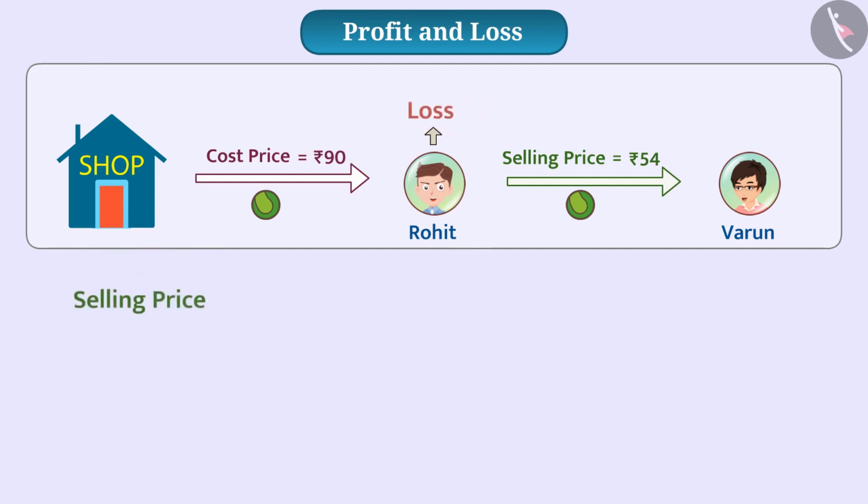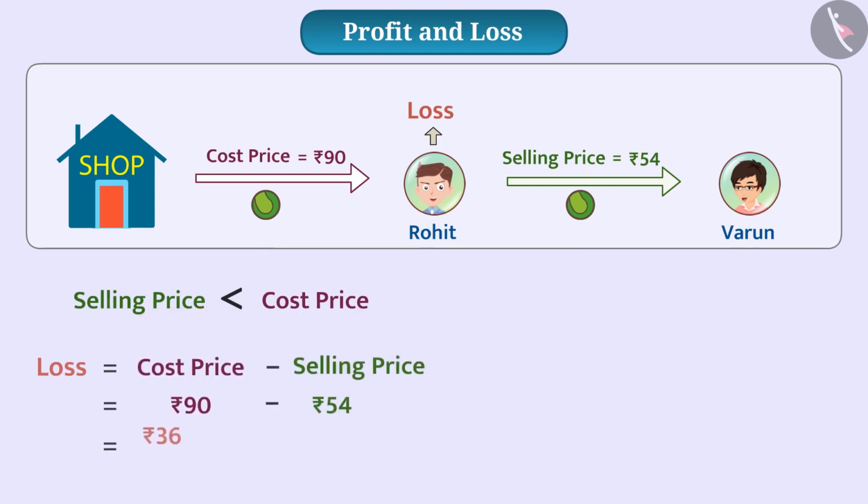When the selling price is less than the cost price, there is a loss in the transaction. This loss is obtained by subtracting the selling price from the cost price. Now imagine how we can get the loss percentage. Think. Like profit, loss is also obtained on the cost price. So again, we consider cost price as the base.